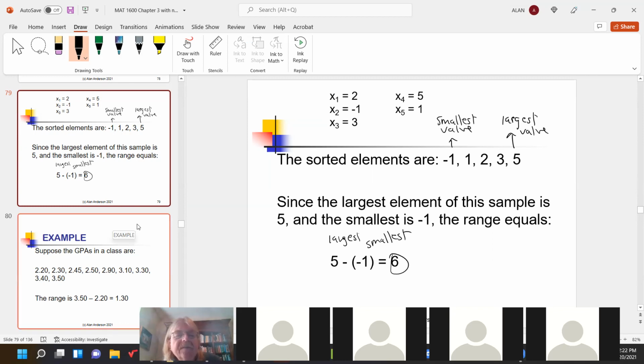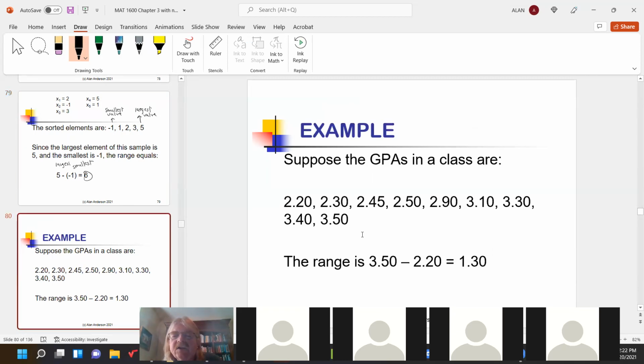Now, imagine we have a class of students and we write down all their GPAs. And I've sorted them out. The lowest is 2.2 and the highest is 3.5. Within that group, the range is the difference between these two, which is 1.3. That's it. That's all you have to do.